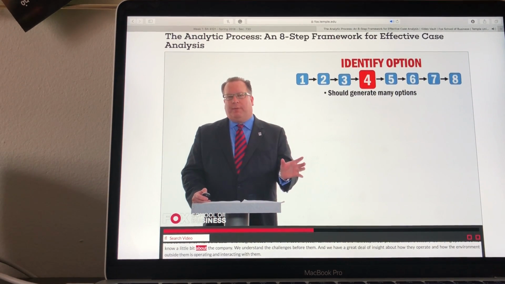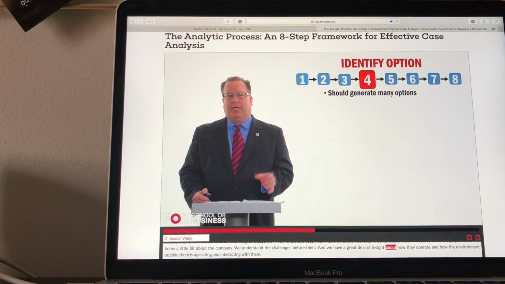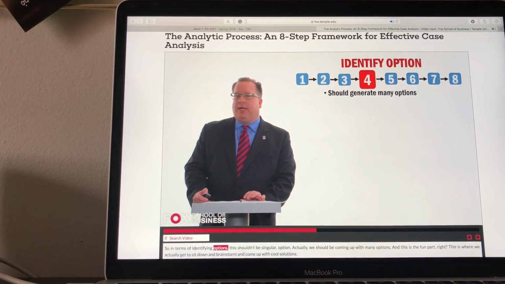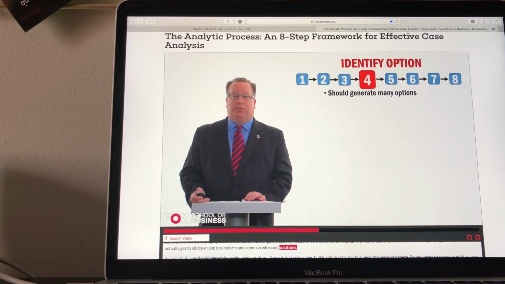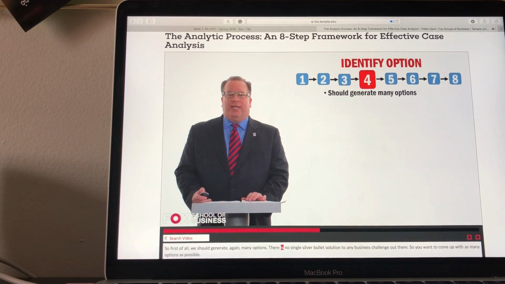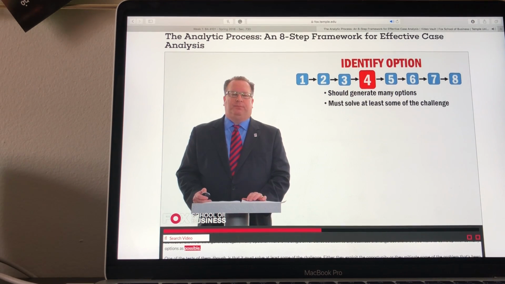So we know a little bit about the company, we understand the challenges before them, and we have a great deal of insight about how they operate and how the environment outside them is operating and interacting with them. So in terms of identifying options, this shouldn't be a singular option. Actually, we should come up with many options. And this is the fun part, right? This is where we actually get to sit down and brainstorm and come up with cool solutions. So first of all, we should generate many options. There is no single silver bullet solution to any business challenge out there. So you want to come up with as many options as possible.